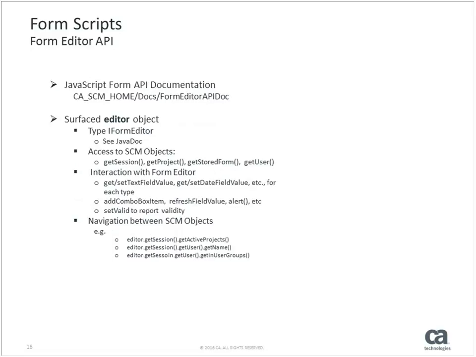So you need not write any extra code in order to get the editor object. It is readily available in the form page, and you can use it as a hook in order to communicate to Harvest. Basically, it is used for all field validations or to get some values from Harvest.